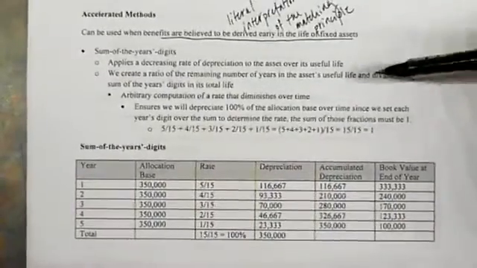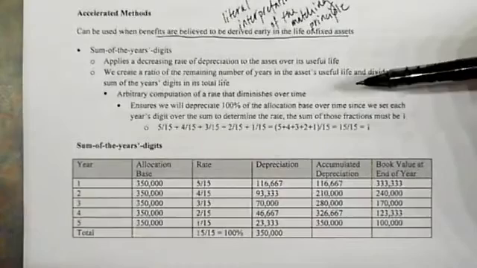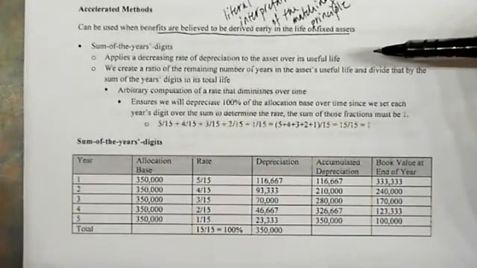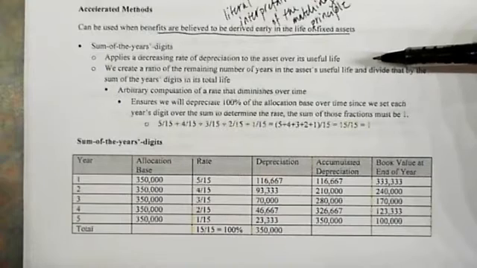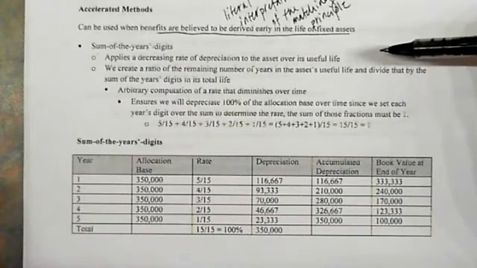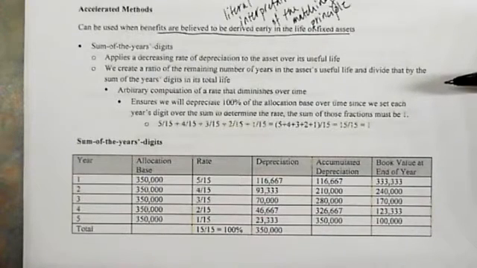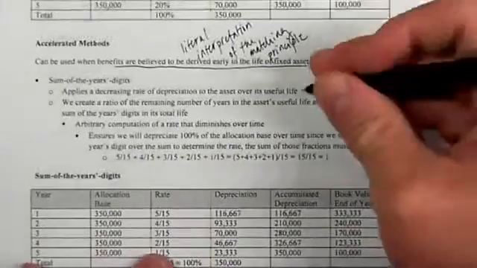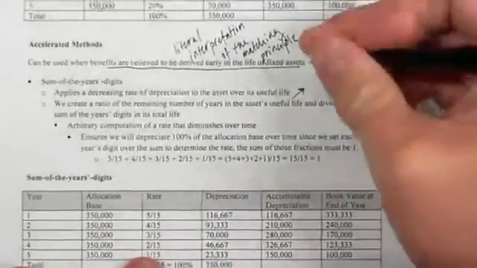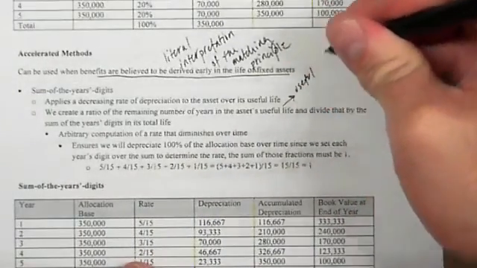But again, I'm just trying to make you think theoretically, how does this apply, right? One accelerated method is called the sum of the year's digits. This is one that kind of looks arbitrary, but it doesn't matter. It applies a decreasing rate of depreciation to the asset over its useful life. So we're going to charge more depreciation in the first year, less in the second, less in the third, and so on and so forth. How do we do this? We create a ratio of the remaining number of years in the asset's useful life and divide that by the sum of the year's digits in its total life. That seems pretty stupid and arbitrary, right? So for example, let's say we have a useful life of 3 years.